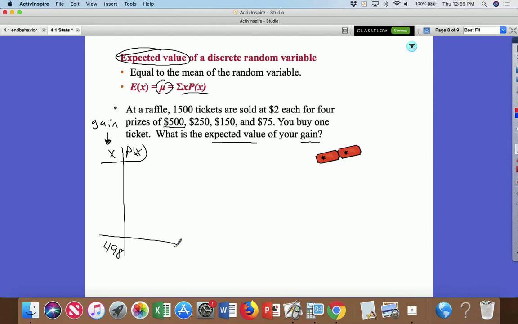Now, what's the probability of winning 500, or of gaining $498? 1 over 1,500, because there's 1,500 tickets. So do that same thing for the other winning tickets, which would give you $2 less than what you actually win as a gain. Right.